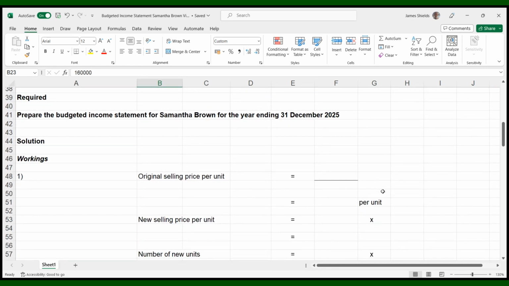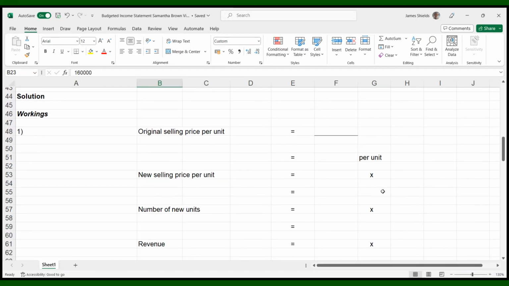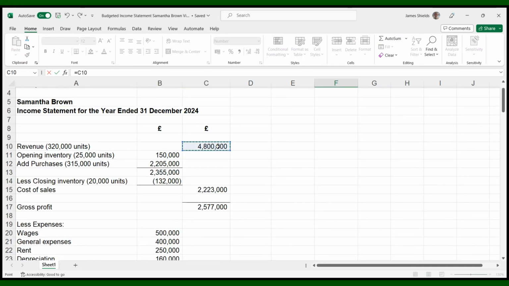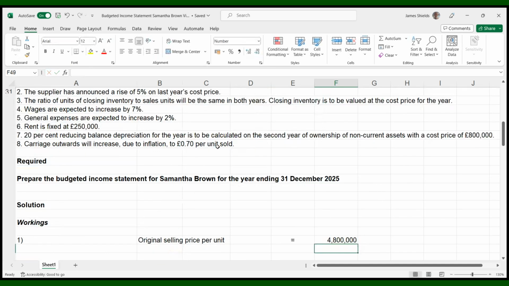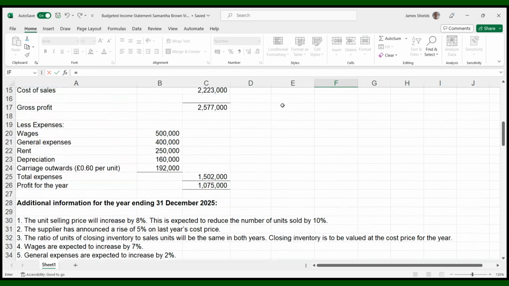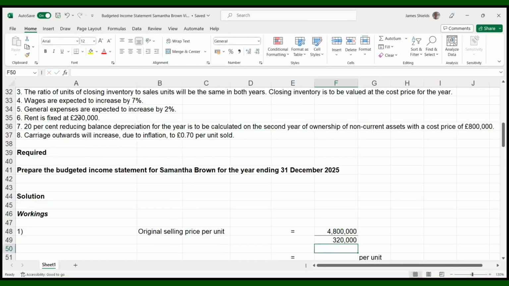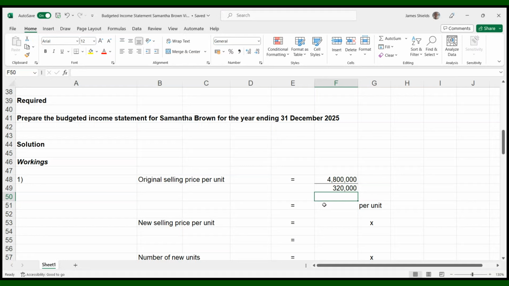So here I'm going to do various workings now for my revenue, my purchases, and all the other expenses, plus the inventory. So the original selling price I need to know. To work out the original selling price, I go back to the revenue for the year, which is £4,800,000, divided by the number of units sold, which was 320,000 units. So the original selling price per unit is going to be the £4,800,000 divided by the 320,000 units. That's going to give me £15 per unit.